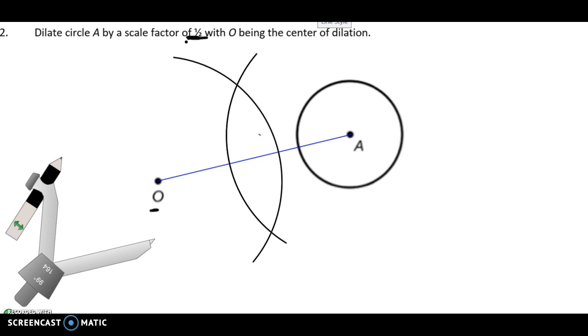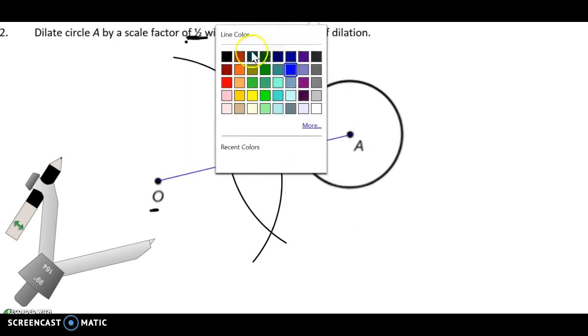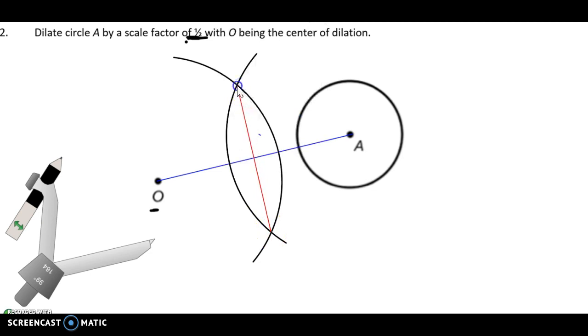Really, I don't need this whole segment, I just need to figure out where this line segment is going to intersect on my blue line, which is right here. Okay, so that's going to be my new center, and so I'm going to name that point A prime.